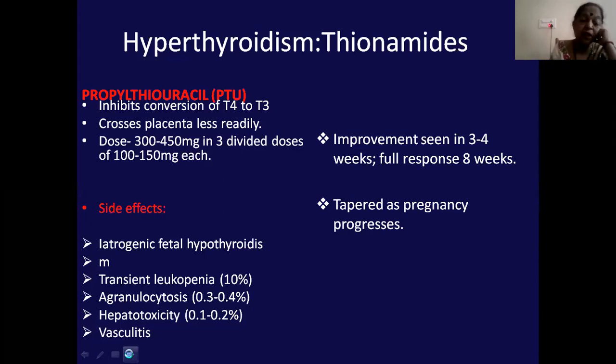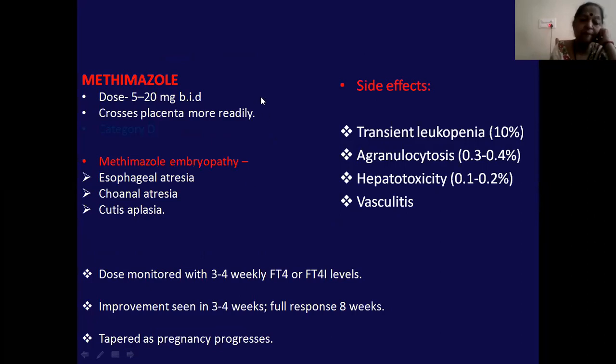Propylthiouracil is a preferred drug over methimazole, but with methimazole the dosage is very easy, and it is a category D drug. It crosses the placenta more readily, so we don't prefer this drug in the first trimester. Propylthiouracil is given first, and then in the second and third trimesters methimazole can be given. One must know what methimazole embryopathy is: esophageal atresia, choanal atresia, and cutis aplasia, and for this reason we never give this drug in the first trimester. Side effects are leukopenia, agranulocytosis, hepatotoxicity, and vasculitis.